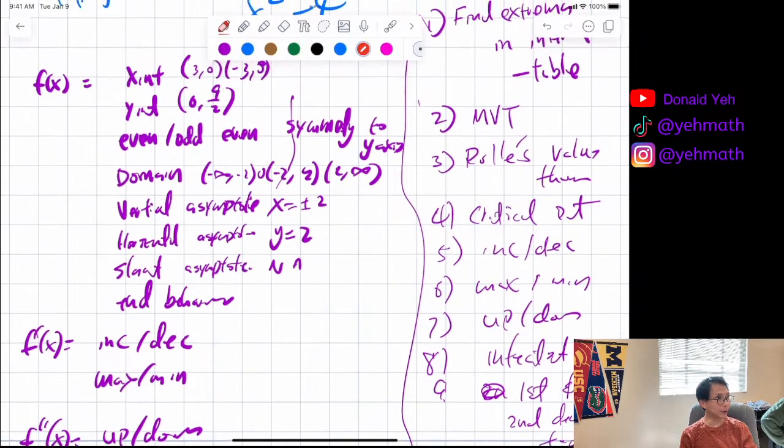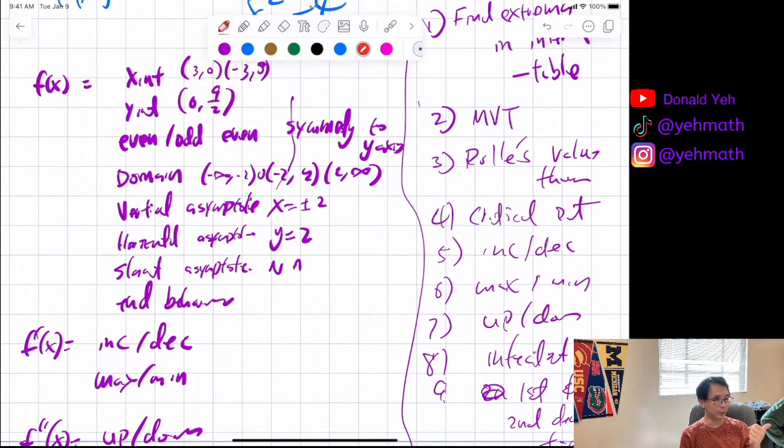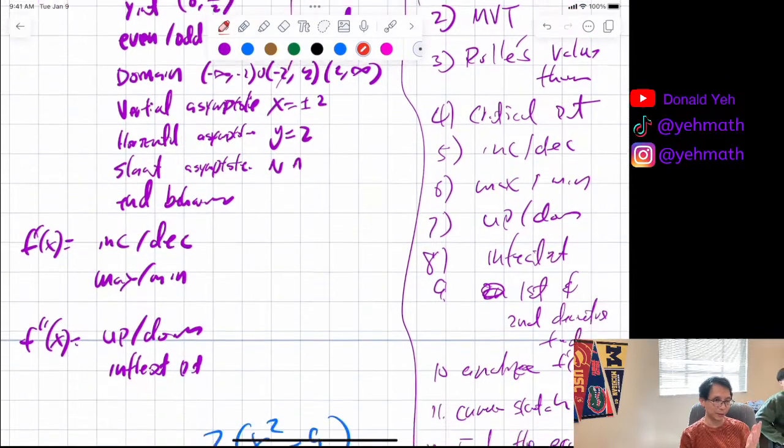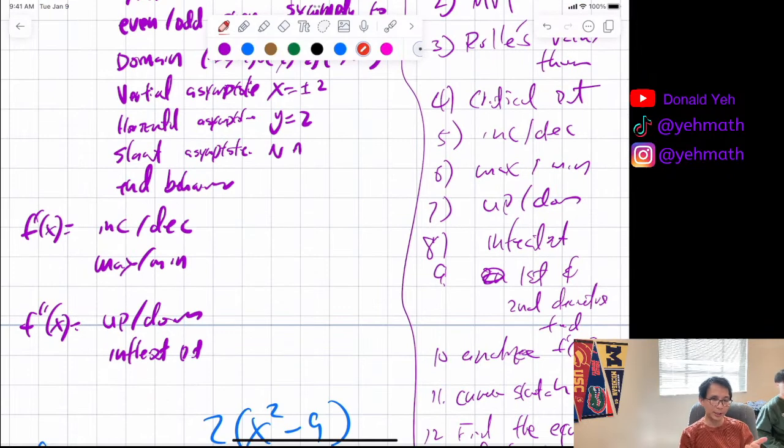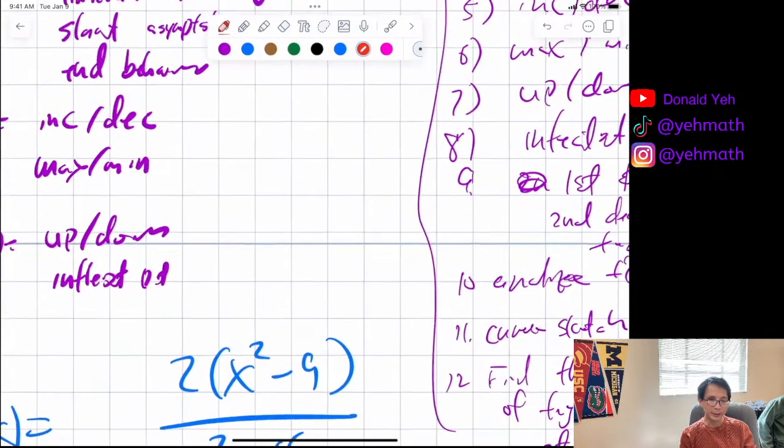Critical point. Can you find critical points? Two types of critical points: derivative equal to 0 or derivative undefined. Increasing versus decreasing. If you know how to graph from yesterday, increasing, decreasing, that should be no problem. Max and min should be no problem. Up and down should be no problem. Inflection point should be no problem. Number 9.